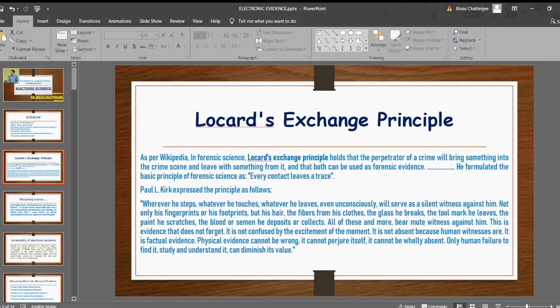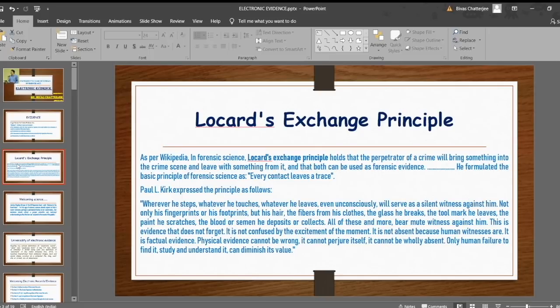Before coming to our general statutes, what the law says, the basic concept of dealing with electronic evidence throughout these decades has been greatly influenced by one principle, called the Locard exchange principle. As per Wikipedia, in forensic science, the Locard exchange principle holds that the perpetrator of a crime will bring something into the crime scene and leave with something from it, and that both can be used as forensic evidence. He formulated the basic principle of forensic science as: every contact leaves a trace.